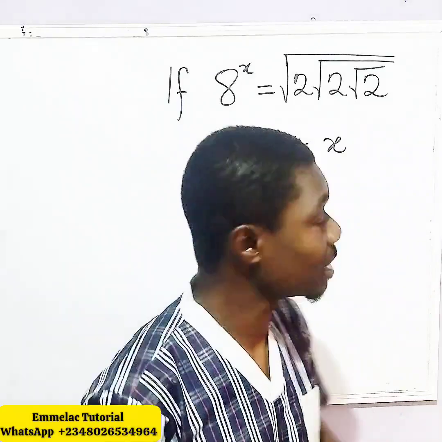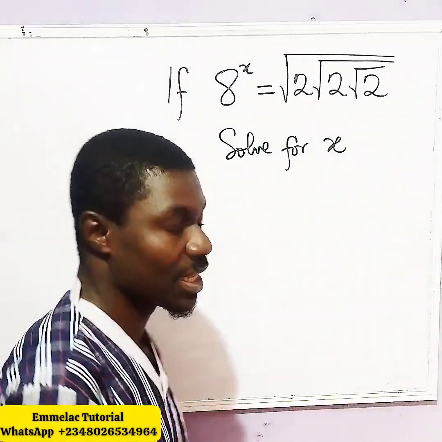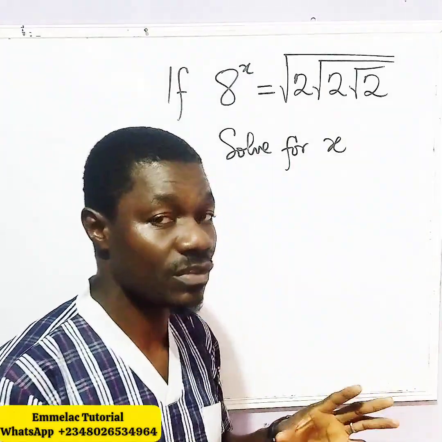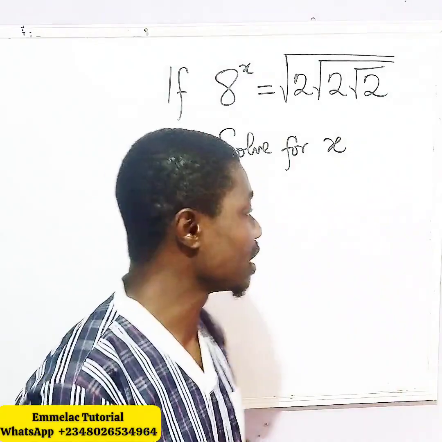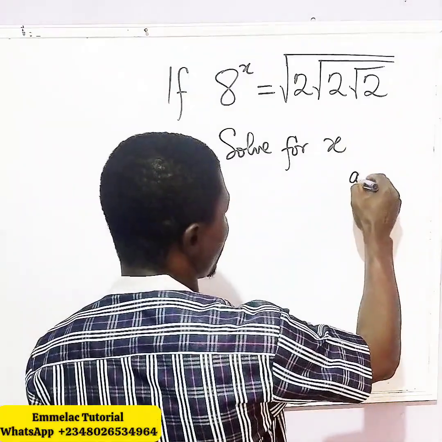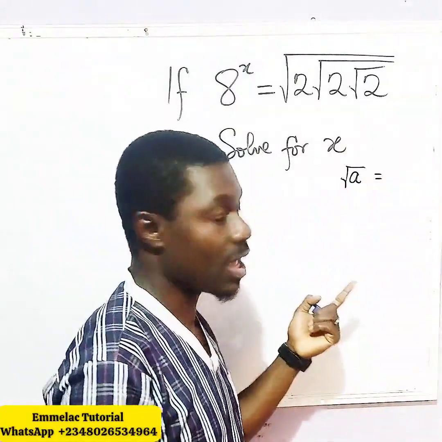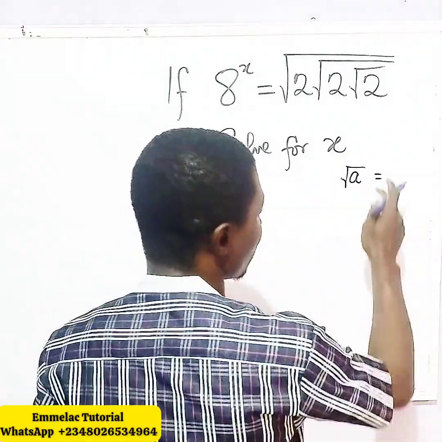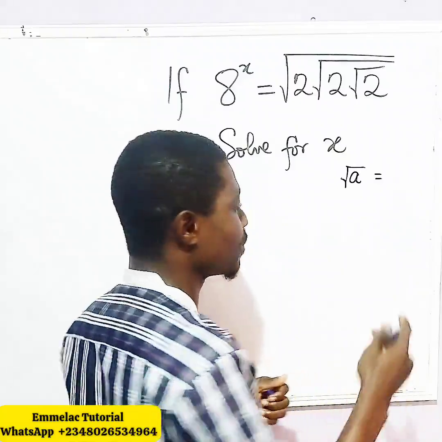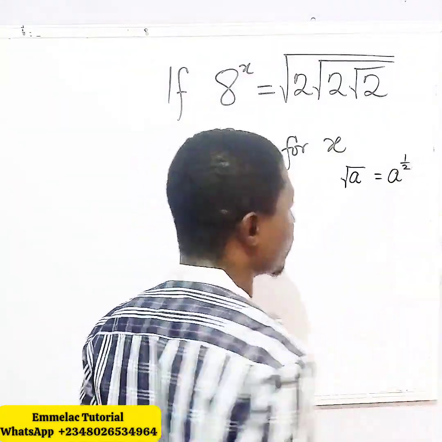Alright, let's get started to see how we'll solve for x. Now, first of all, let us recall some of the basic laws in indices. When you have the square root of a, which is a radical, this can be transformed into an exponent, which is a raised to 1 over 2.